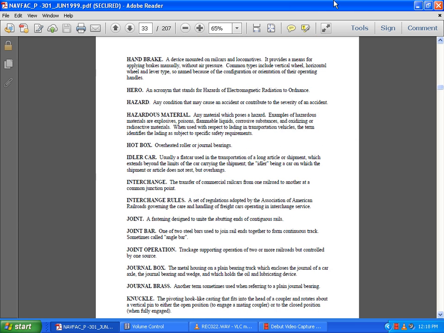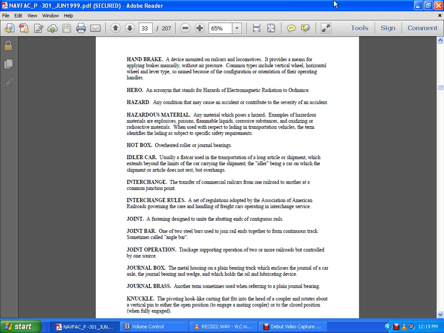The hazardous materials, especially hazardous materials, explosives, poisons, flammable liquids, corrosive substances, oxidizers, radioactive materials, transportation vehicle, and the terms identified as relating to the safety requirements.